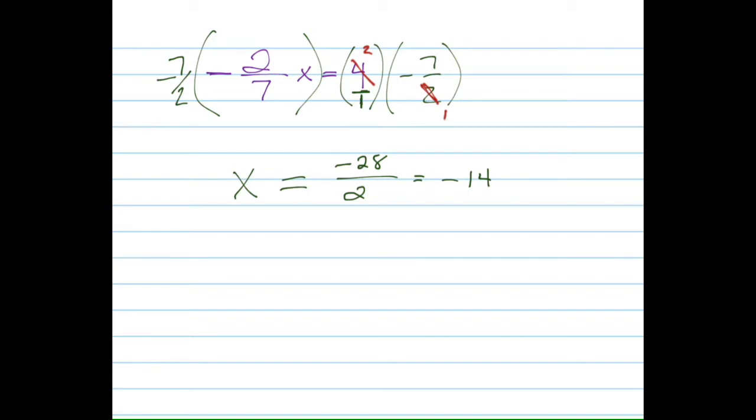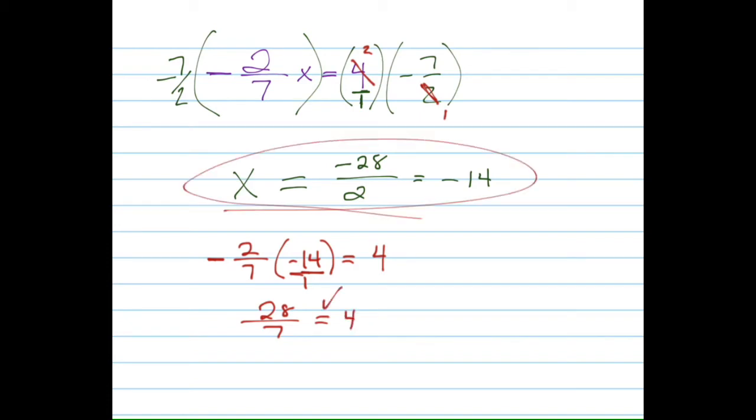What should we do now? Check our answer. Does negative 2 over 7 times negative 14 equal 4? Put it over 1. We get a positive 28 over 7, which is equal to 4. So negative 14 is the correct answer. So to get rid of a fraction that you're multiplying by, multiply both sides by the reciprocal. That's only when it's multiplication. If we were adding a fraction, we'd get rid of it by subtracting the same fraction. The only time you multiply by the reciprocal is when you were multiplying to begin with.